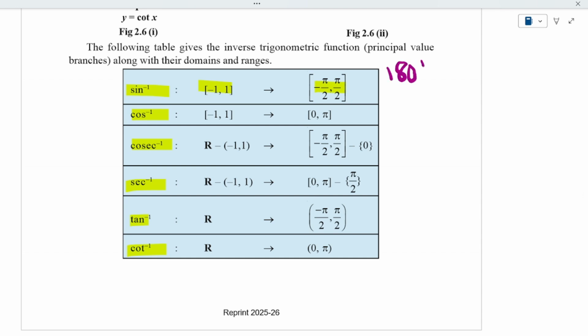As you can observe, it is minus 1 to 1, 0 comma pi, minus 1 to 1, minus pi by 2 to pi by 2, minus 0, that is we have to ignore the 0, and minus 1 to 1. Here we have to subtract 0 degree, and 180 by 2 is nothing but 90 degree. Here it is also minus pi by 2 to pi by 2, and here it is 0 to pi. Sorry, 0 to 2 pi is 360.